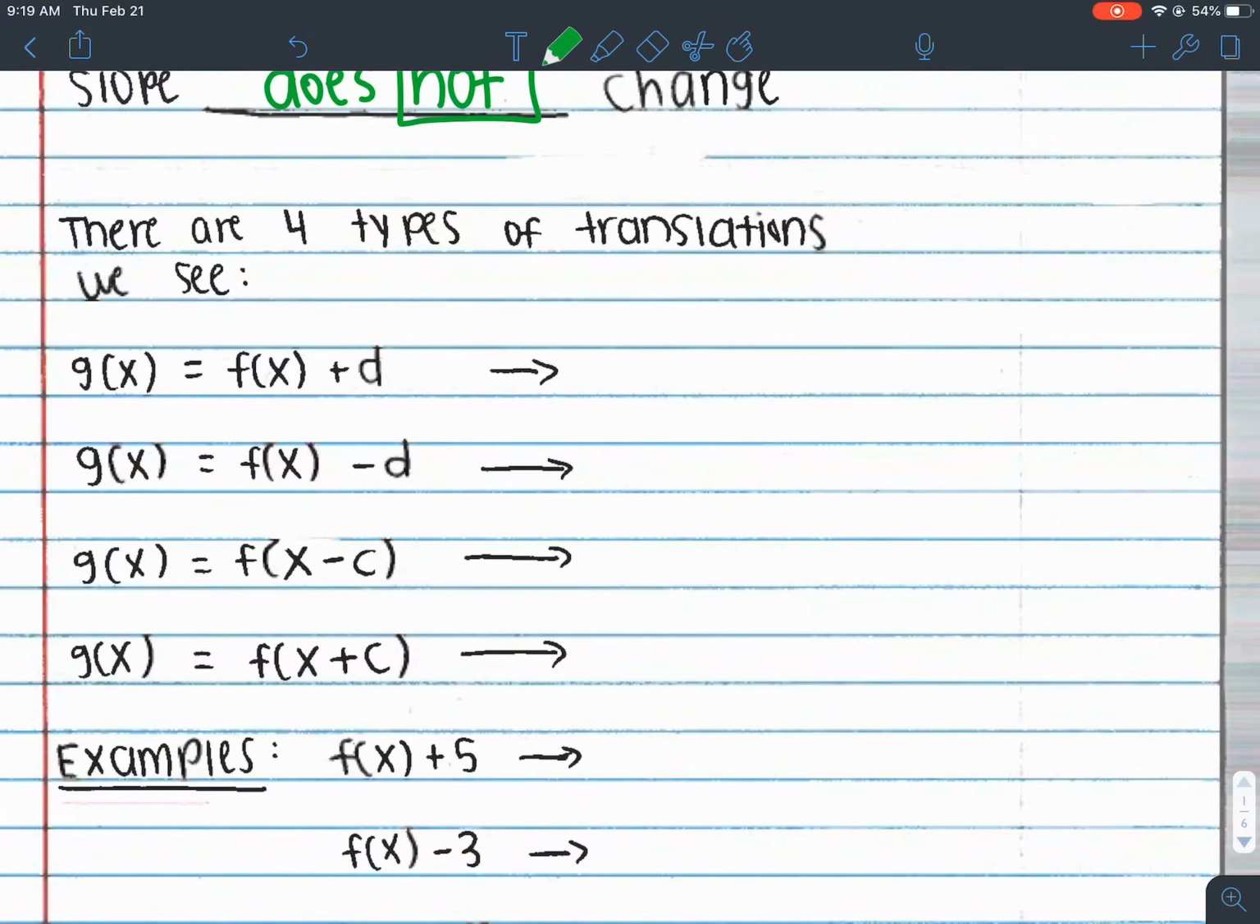So these are the four types of translations we will see. The first one we have is f of x plus d, which means it's going to be going up, okay? And then g of x equals f of x minus d means we're going down. So really, I'm only caring about this part right here.